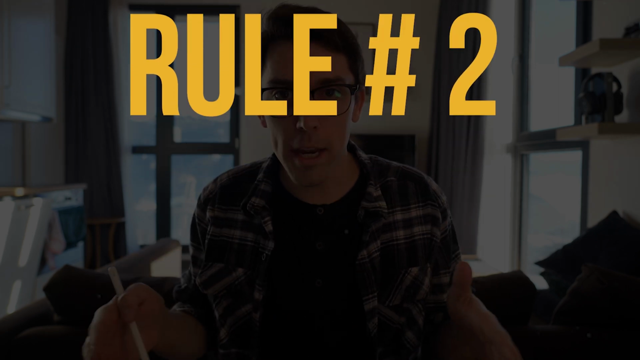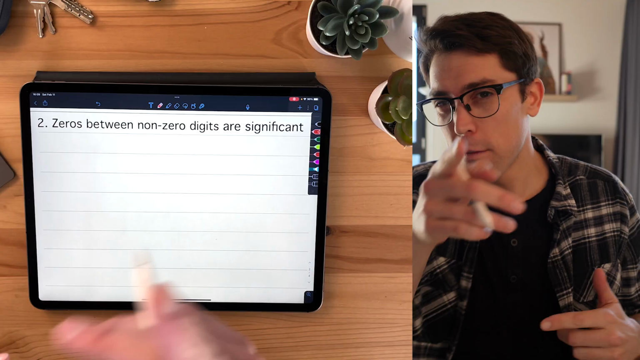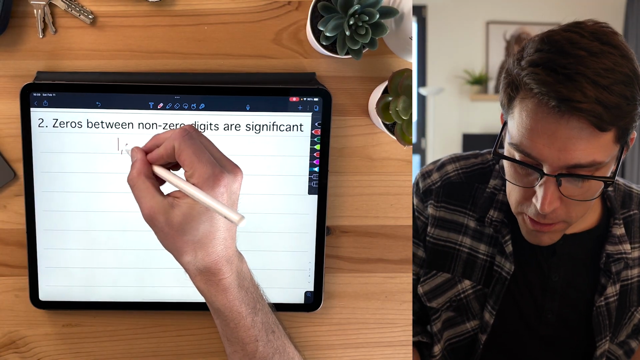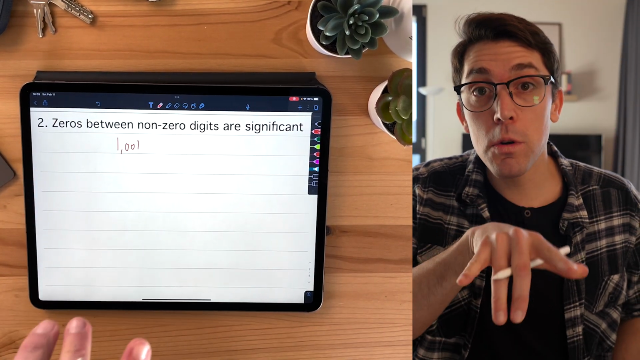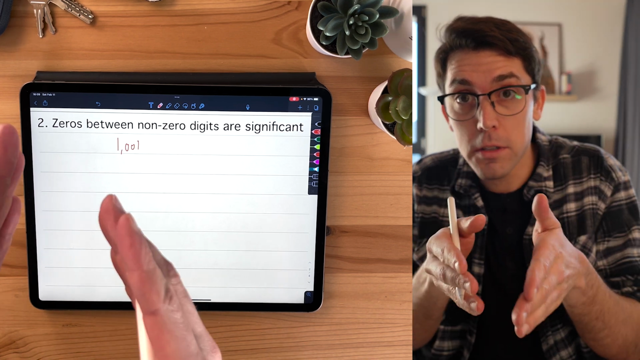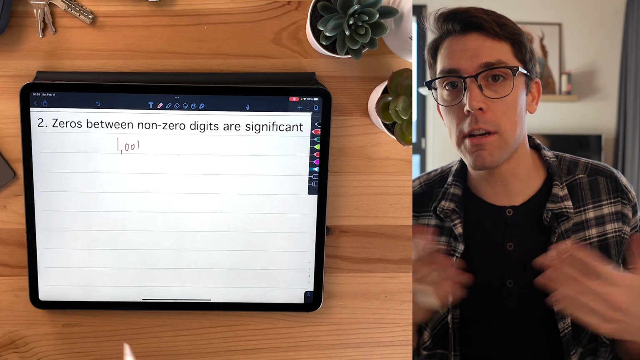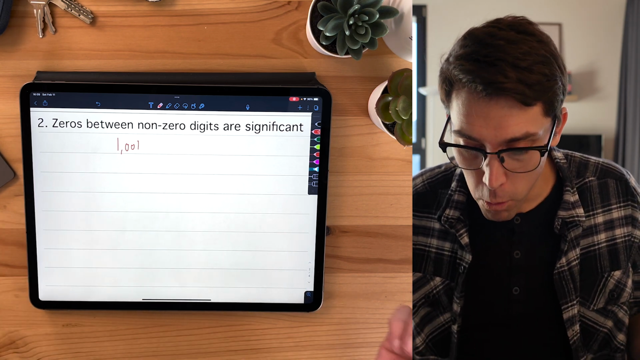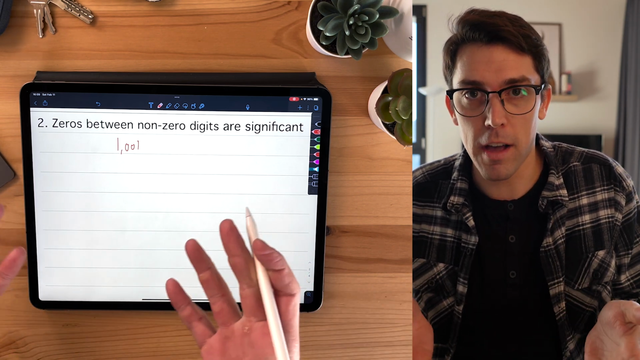So for our second rule, any zeros that are in between non-zero numbers or digits are going to be considered significant. For example, 1,001. I have my 2 non-zero digits, my 2 ones at the ends, and also my zeros that are in between my non-zero digits. So here I have a 4 significant figure value, okay?